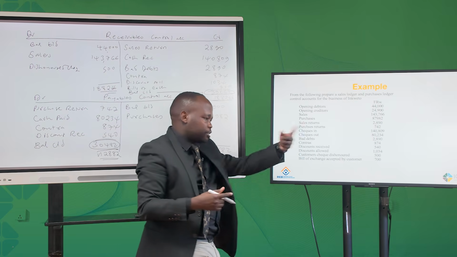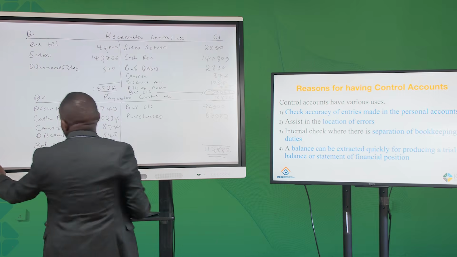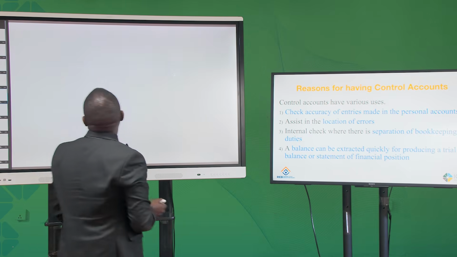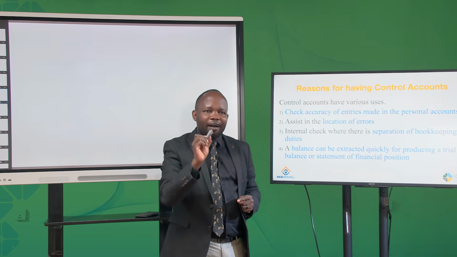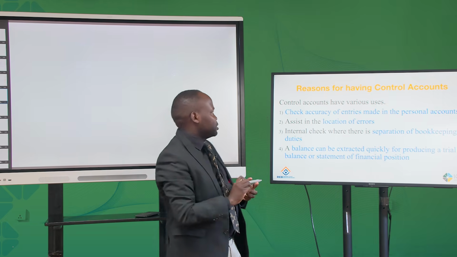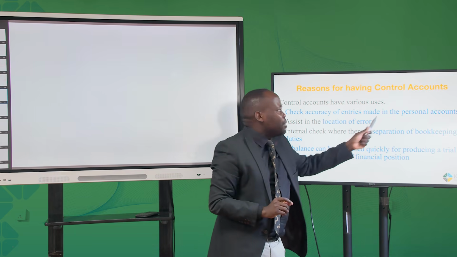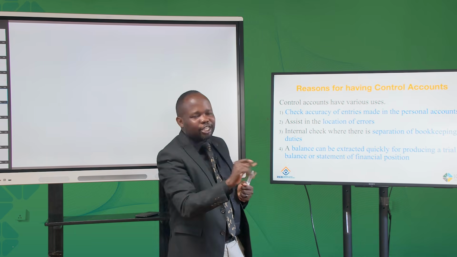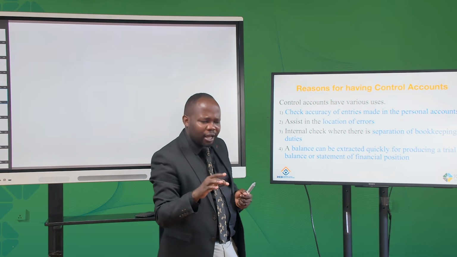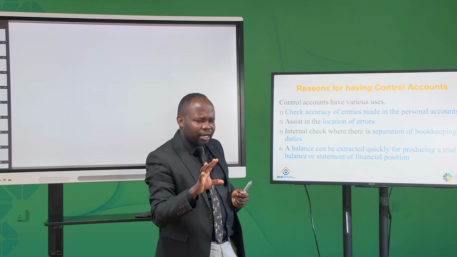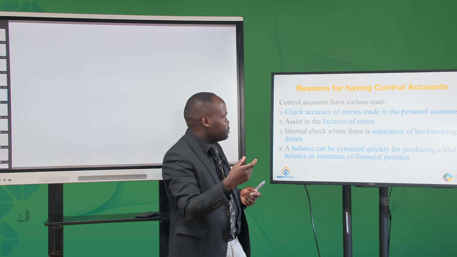But let's see other points. So that's the two sets of control accounts that we need to have. Now, why should we have a control account? Number one, to check the accuracy of entries made in the personal ledgers, personal accounts. And the two ledgers are the sales ledger, purchase ledger, and then also to check entries in cash book, because we'll also be showing the cash that has been received and paid.